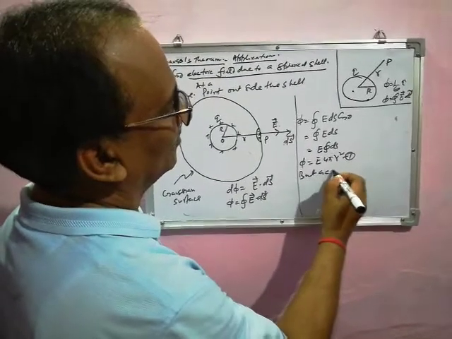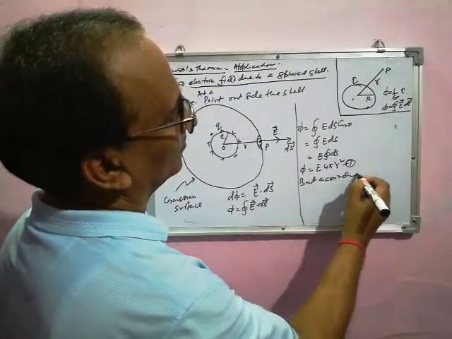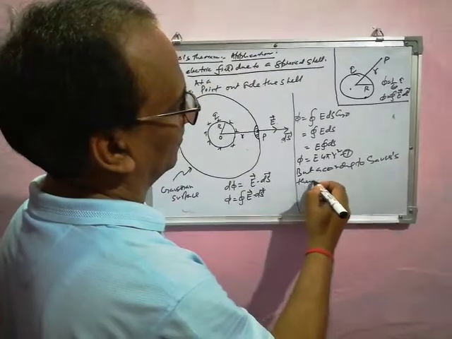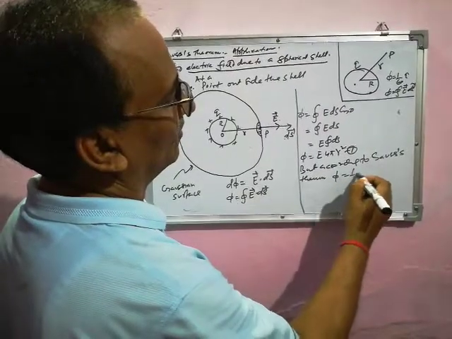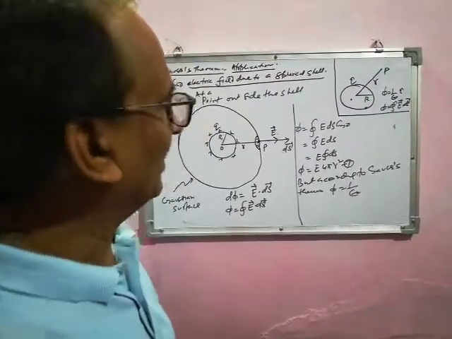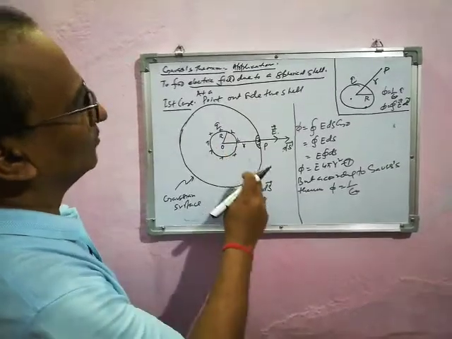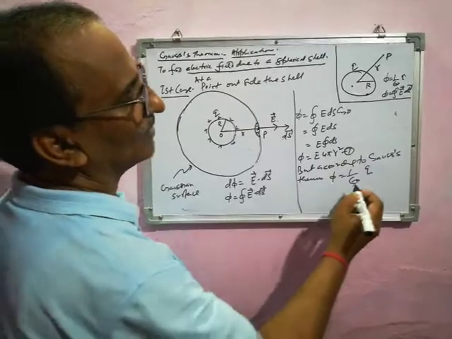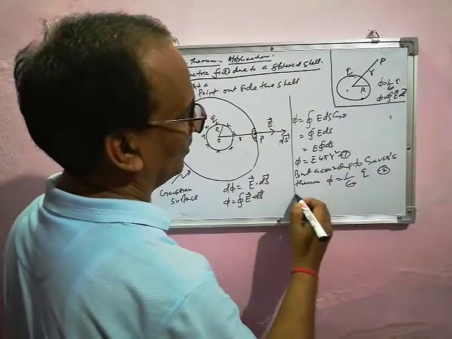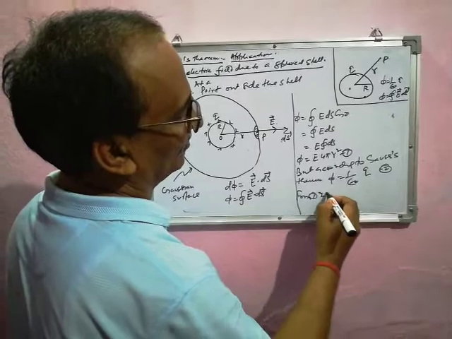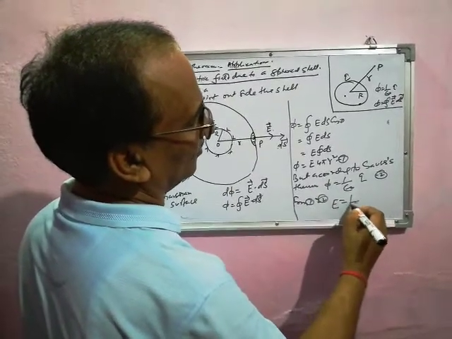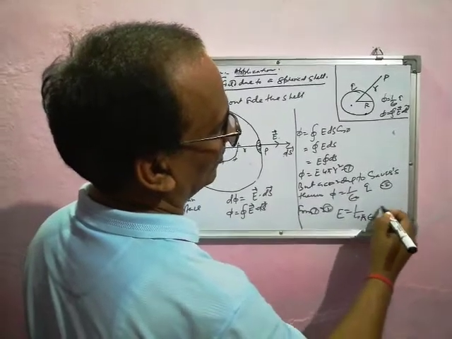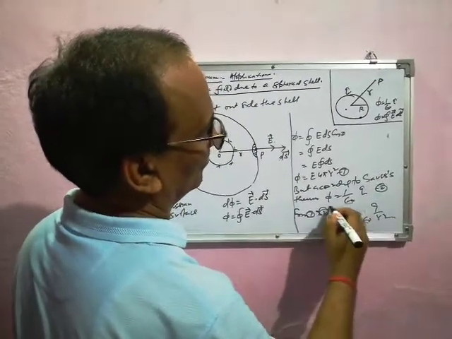According to Gauss's theorem, flux is equal to 1 by epsilon naught times the charge enclosed, and here the charge enclosed by the Gaussian surface is Q. So flux is equal to 1 by epsilon naught into Q. From 1 and 2, E into 4 pi r square equals Q by epsilon naught, so E is equal to 1 by 4 pi epsilon naught, Q by r square.